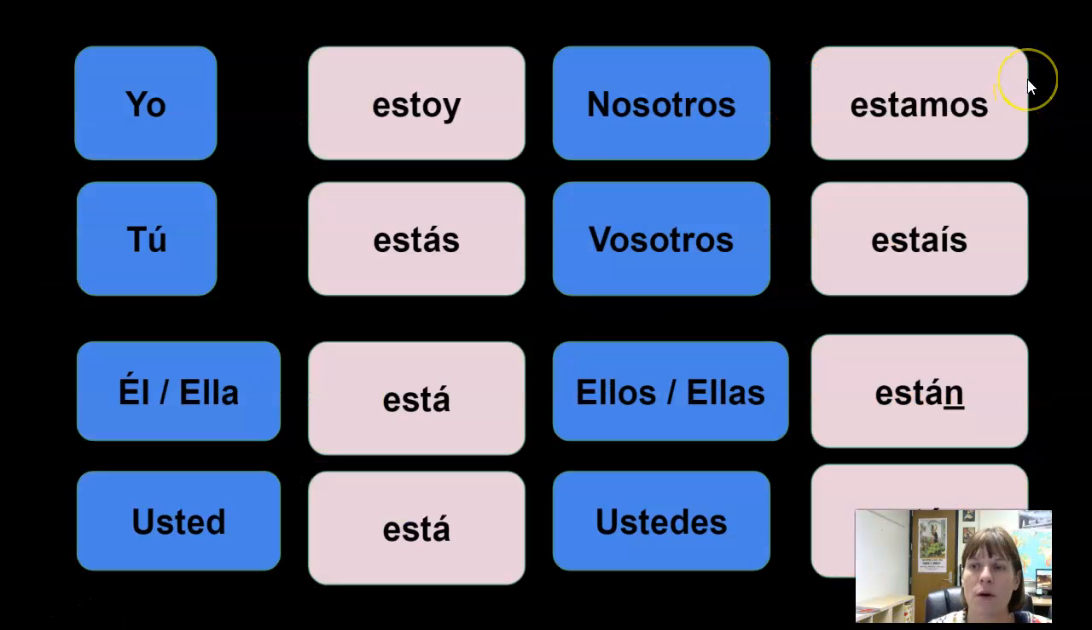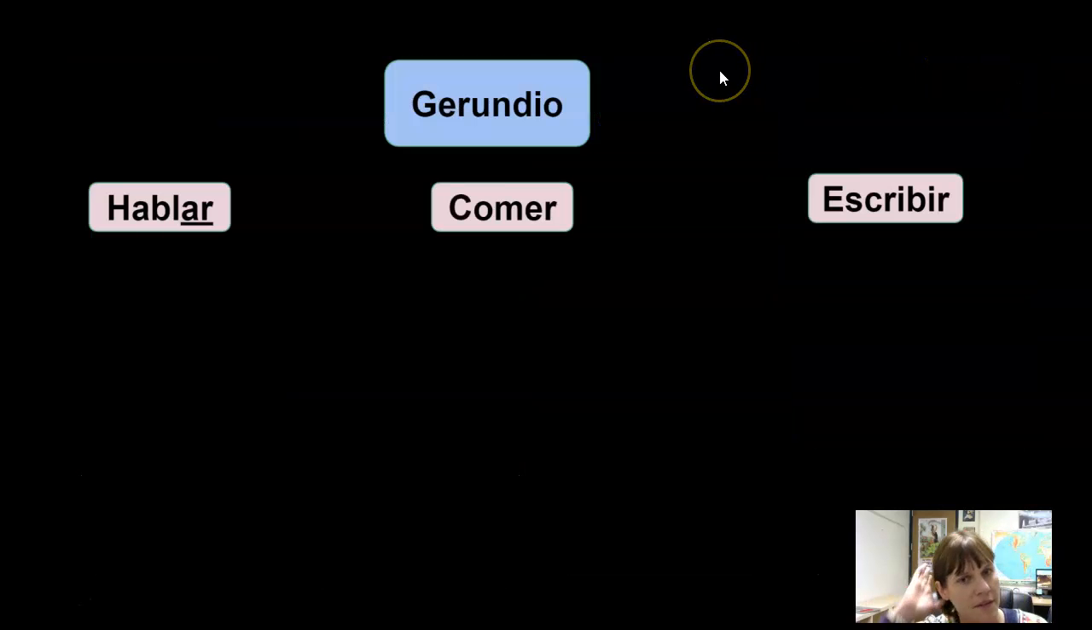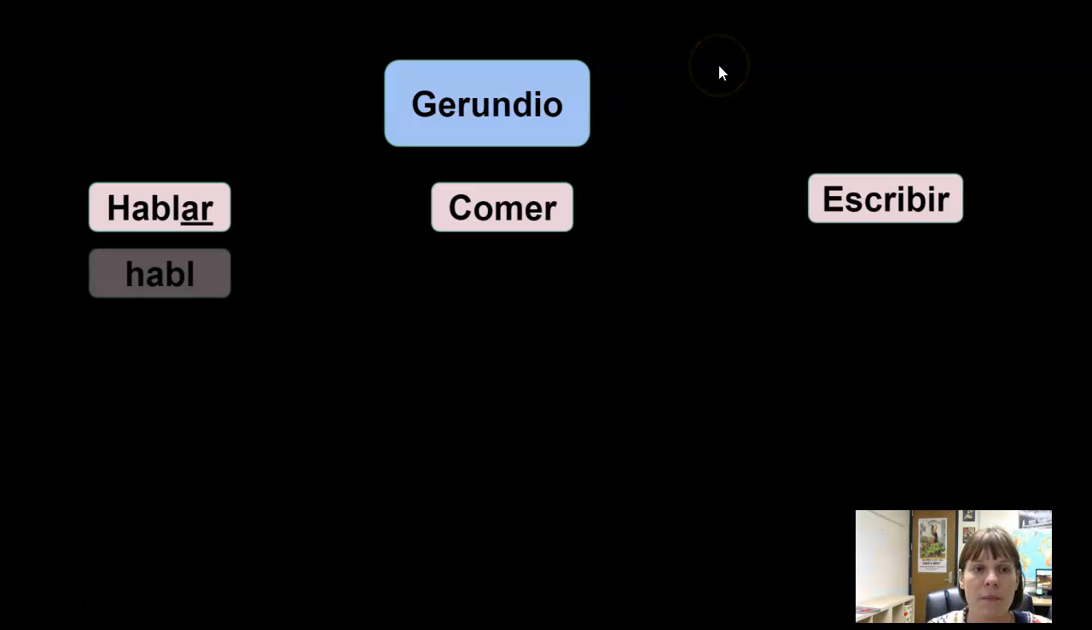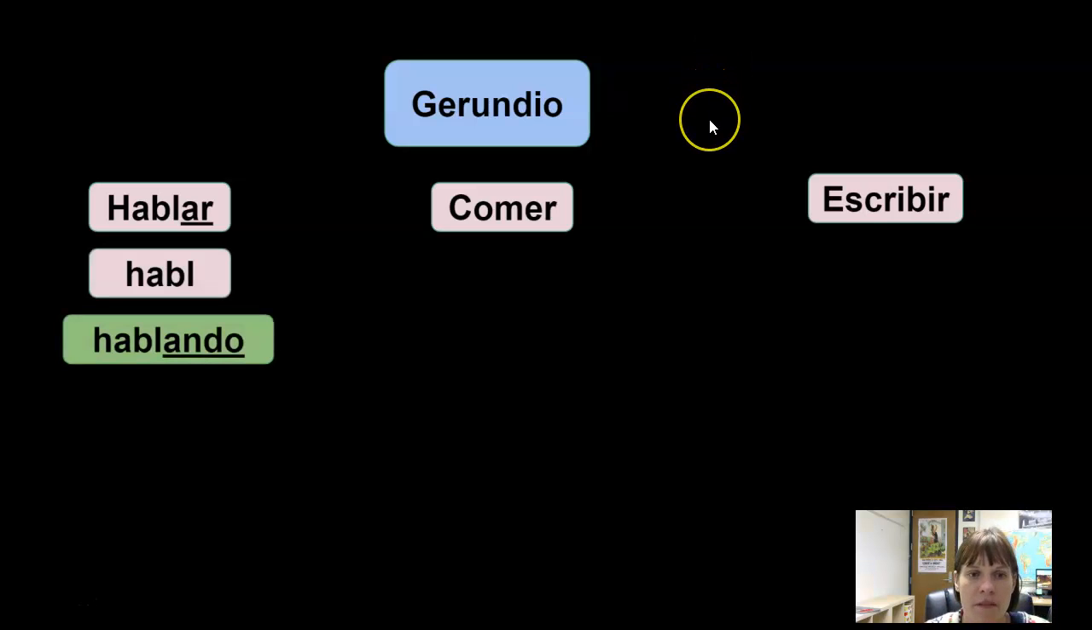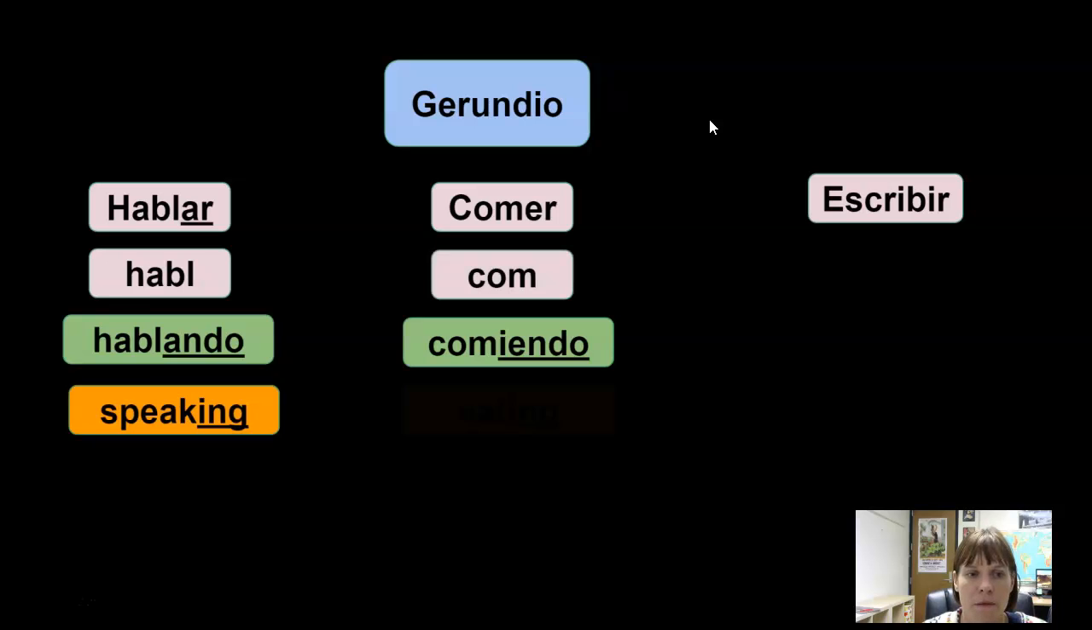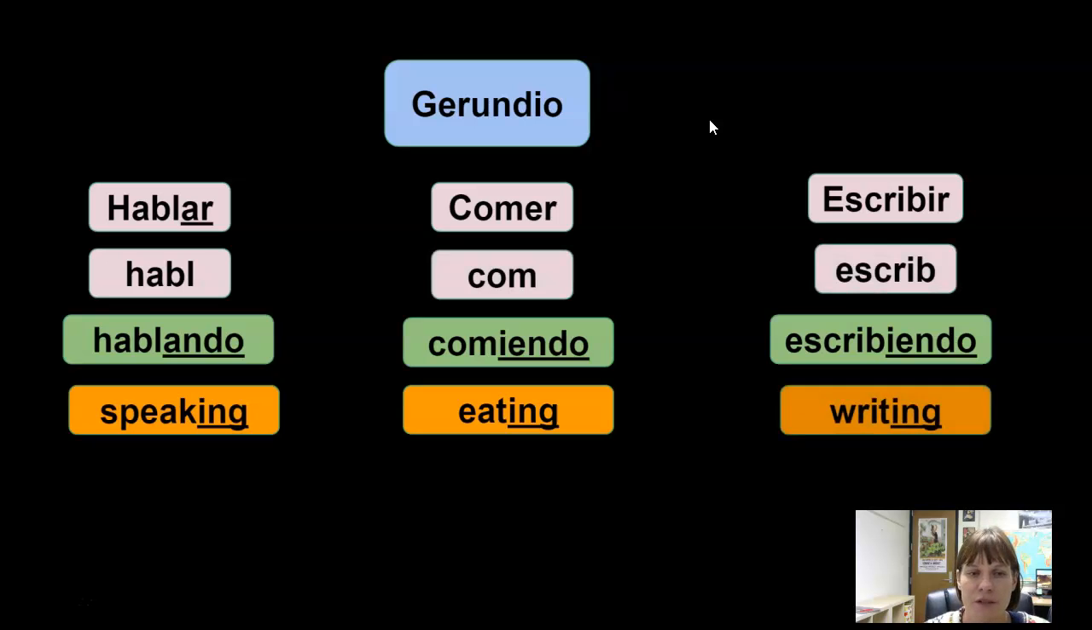So, just to remind you, this is just a quick version of the present progressive that I was talking about that you use with estar. And I love this form because it's really simple. You have hablando, comiendo, and escribiendo. So when you drop off the ending, you add the version of English -ing. So hablando becomes speaking, comiendo is eating, escribiendo is writing.